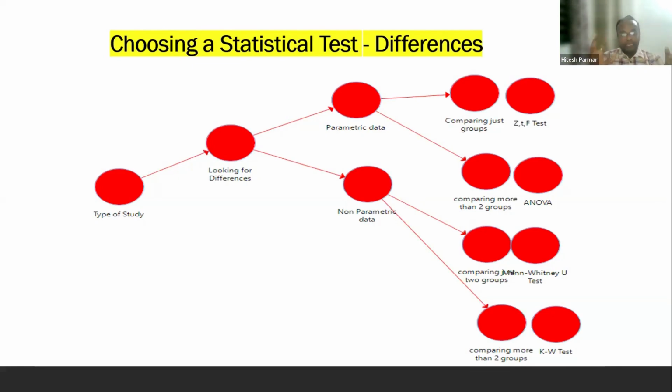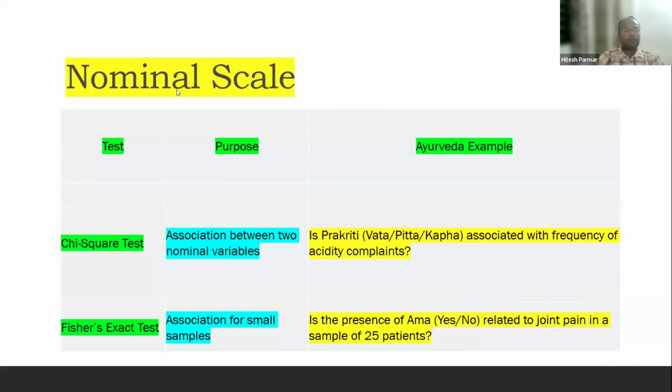So if your objective here is to compare the number of groups, then it is the difference that you are looking for, group difference. Or you are looking for associations. Associations means how the categories of these two variables are associated with each other. So this is the association. Let us stick to this one: if your objective is to look for the differences.